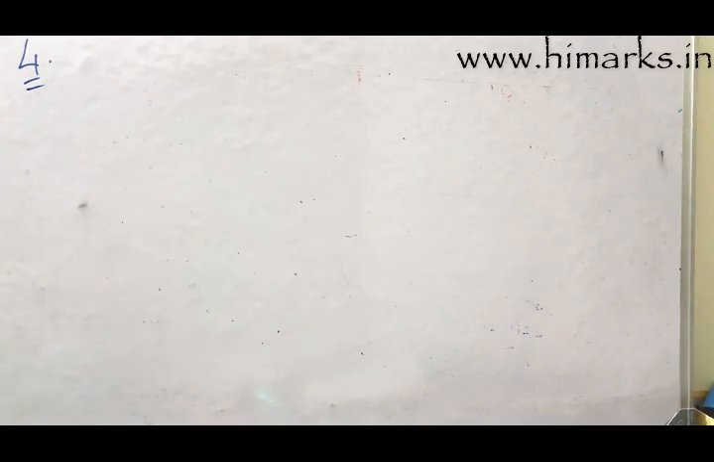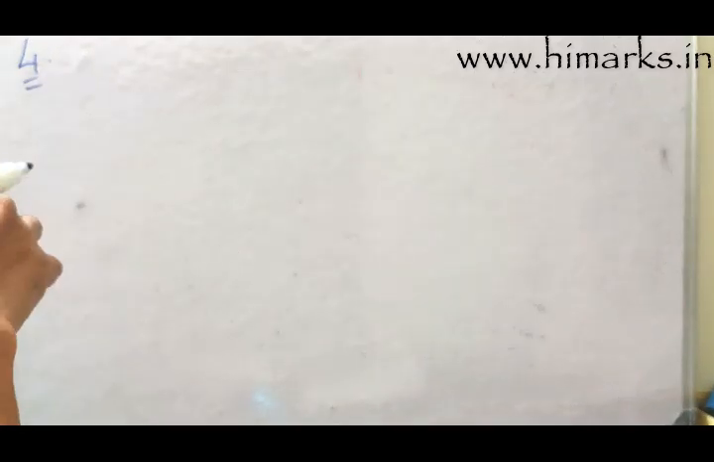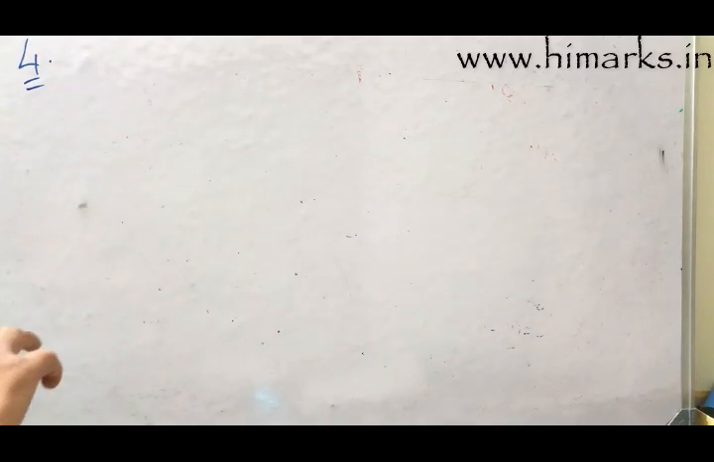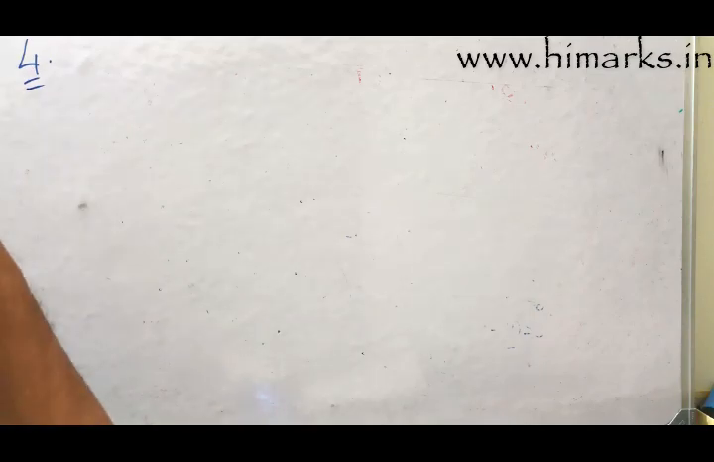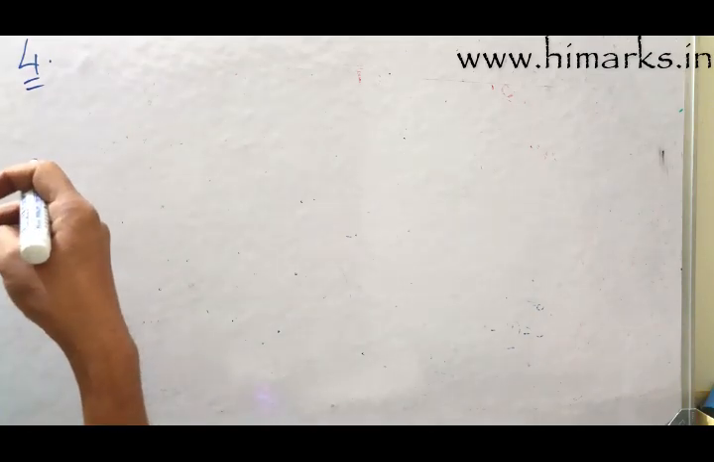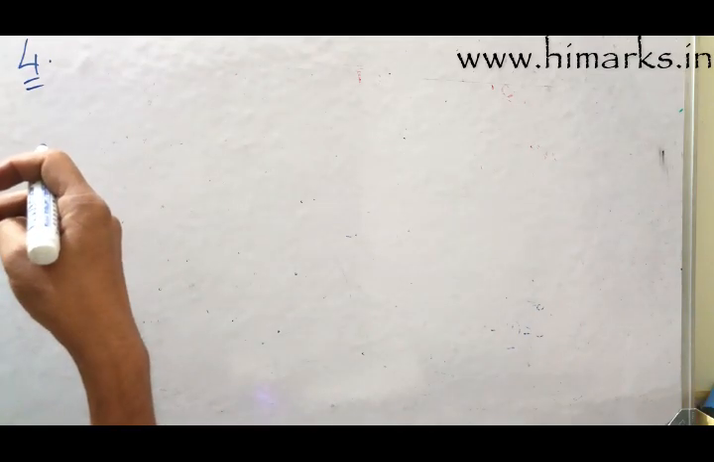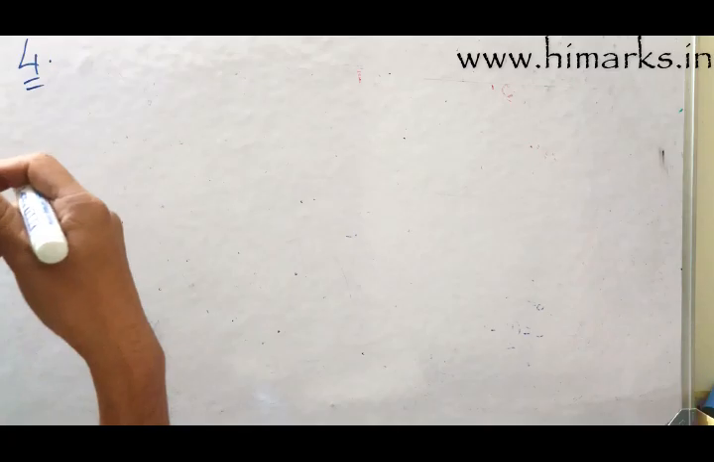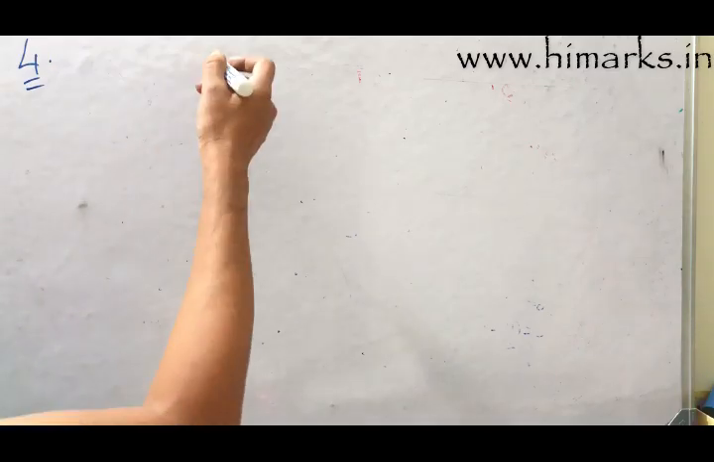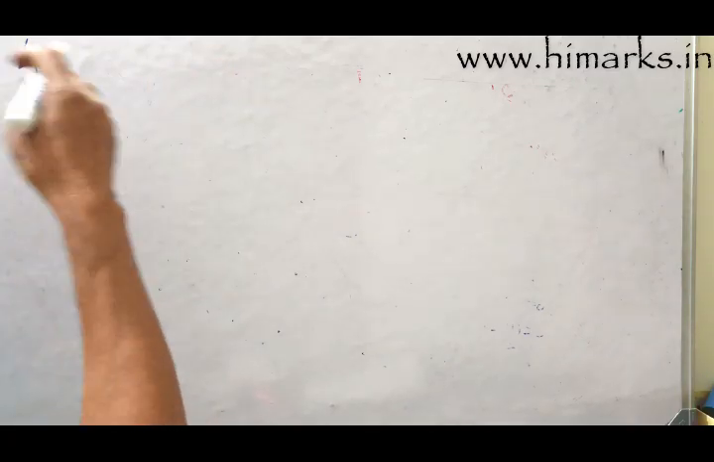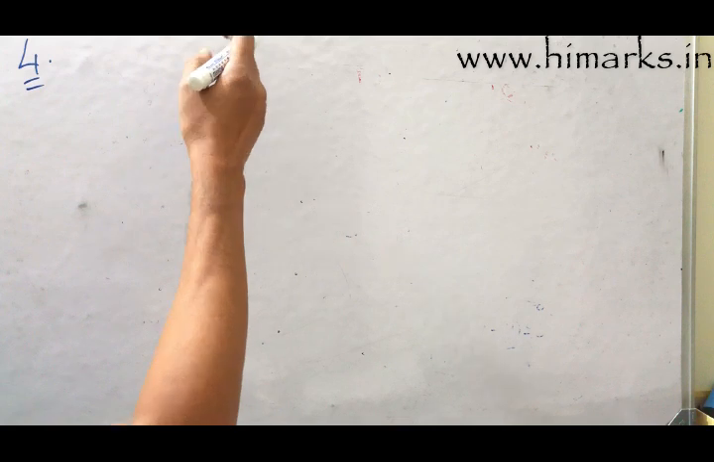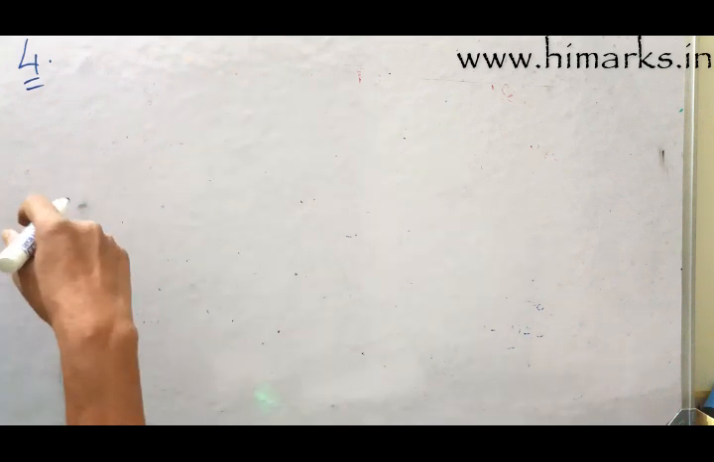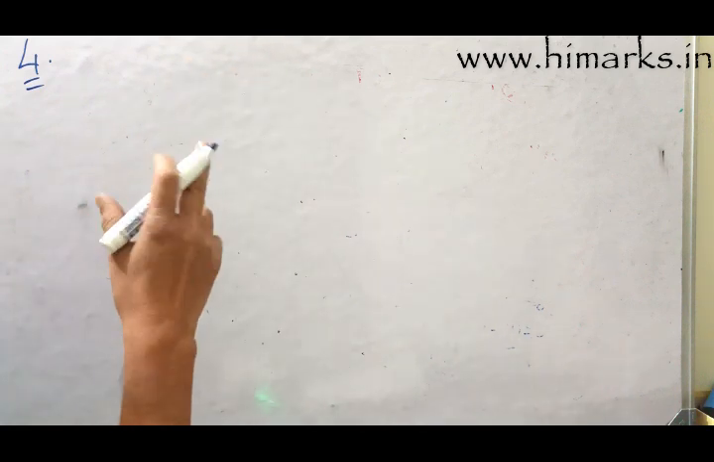So next question is: sum of squares of two consecutive numbers is 365. Sum of whose squares? So mind it. Two consecutive numbers. What is a consecutive number? I mentioned earlier. 1, 2, 3, 4. So 2 and 3 are consecutive, 3 and 4 are consecutive. So basically between these two numbers the difference is only 1.